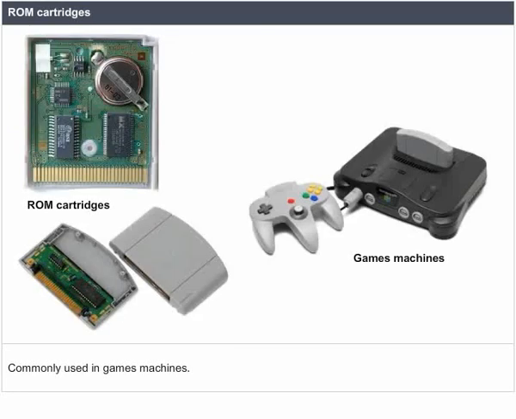ROM cartridges, commonly used in games machines. Prevents software from being easily copied.